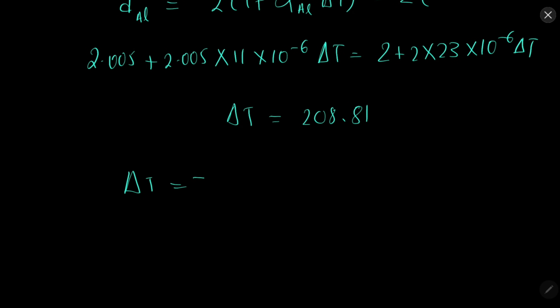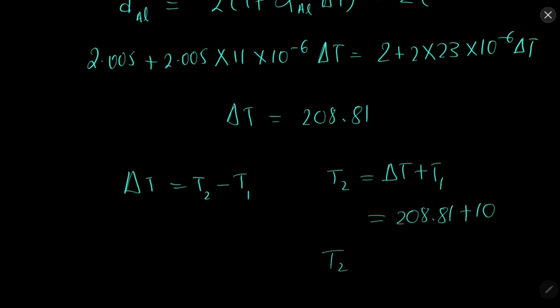Del T equal to T2 minus T1. So T2 will be del T plus T1, 208.81 plus 10, so T2 will be 218.81.